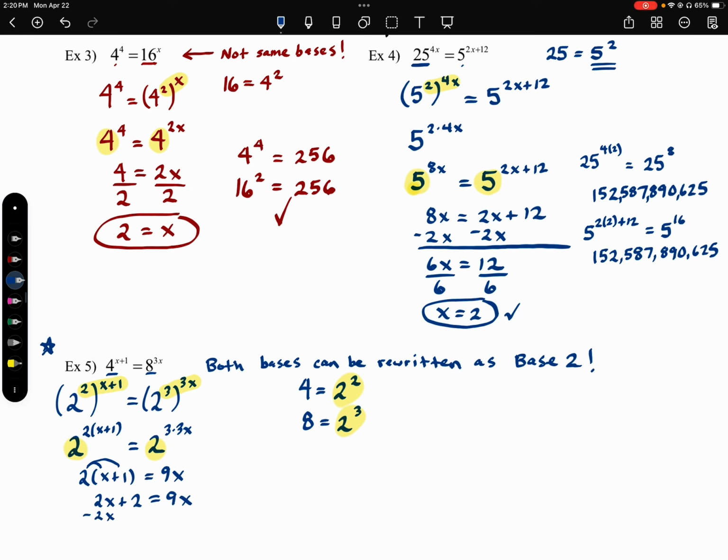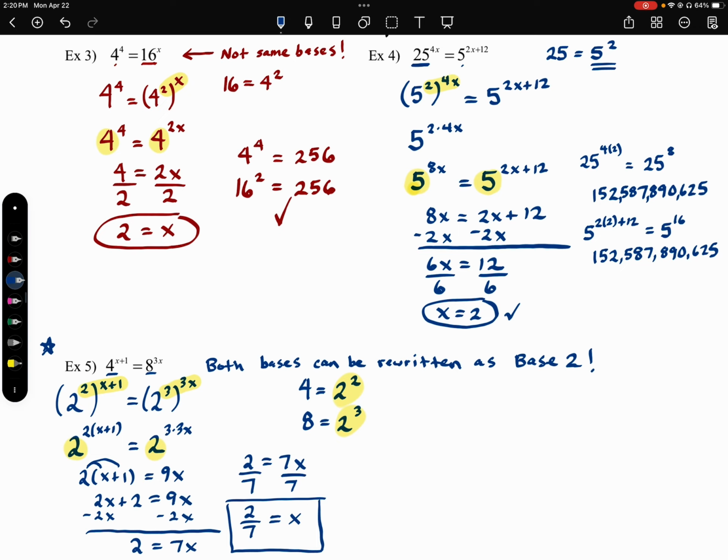Subtract our 2x from each side. So right now we have 2 is equal to 7x. And then we're going to divide each side by 7. So we've got 2/7 is equal to x. And that is our answer.